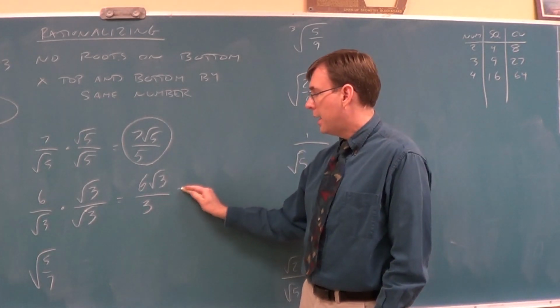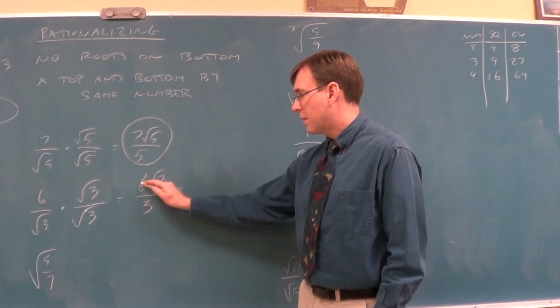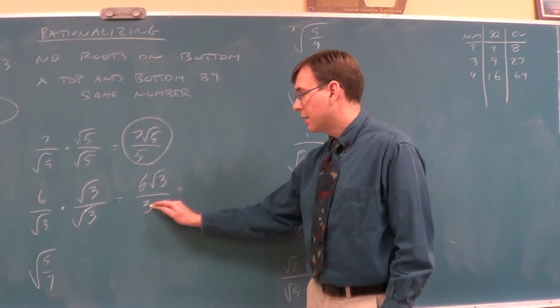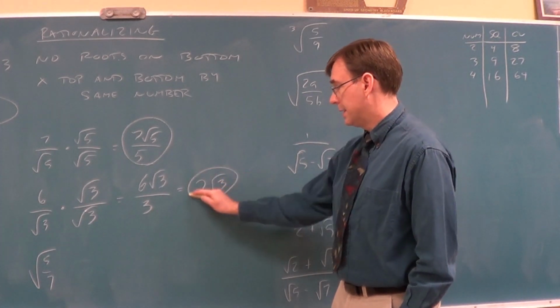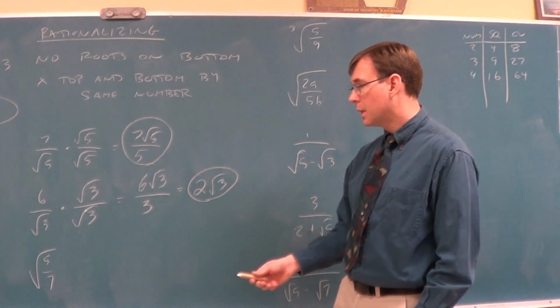This problem, we're going to upgrade one more step, because regular old 6 can divide regular old 3 to get a regular old 2, and the square root of 3 is still going to hang around.